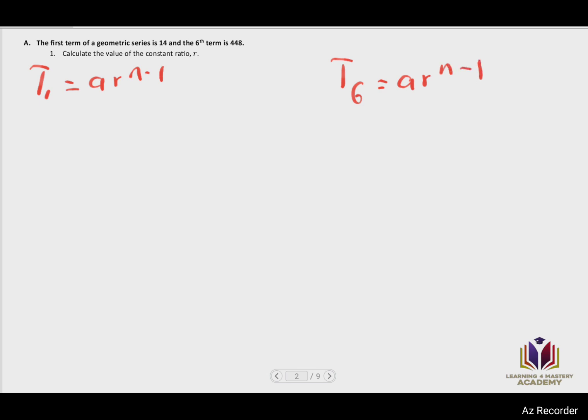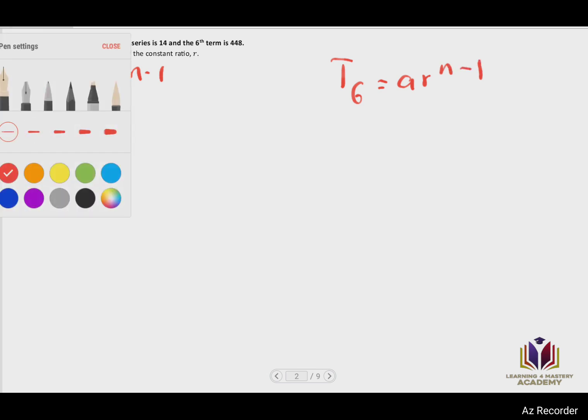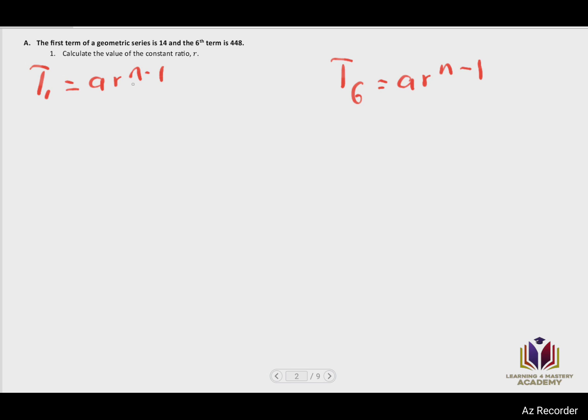Let me just reduce the font. There we go. So our n is 1 here. So we're going to have T1 equals A r^(1-1). That side we're going to have T6 equals A r^(6-1), which will then give us A r to the power 5, right? This side we're going to have T1 equals A r to the power of 0.